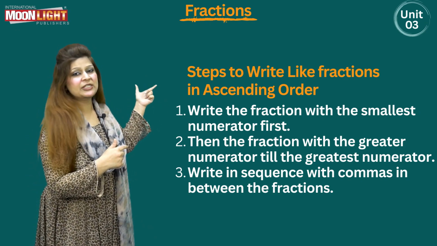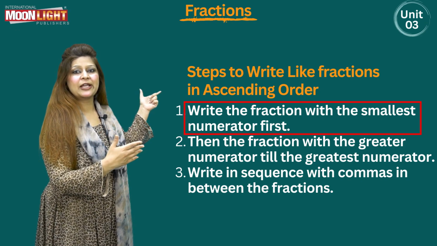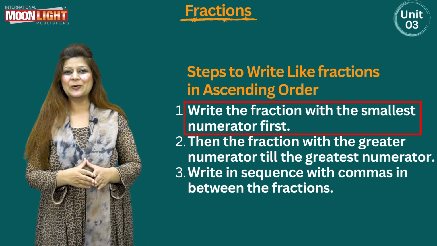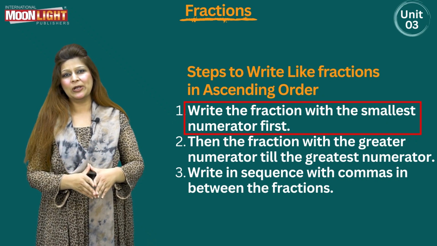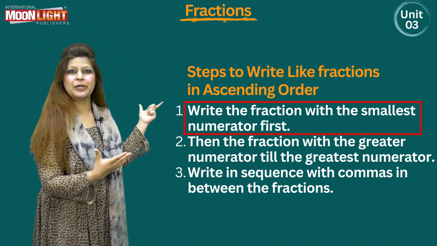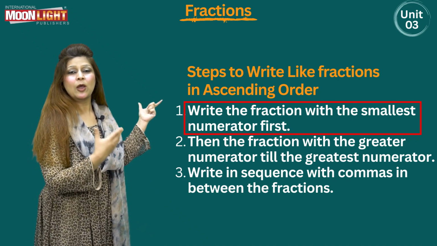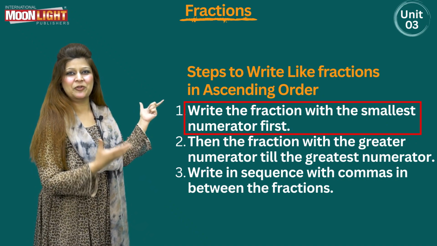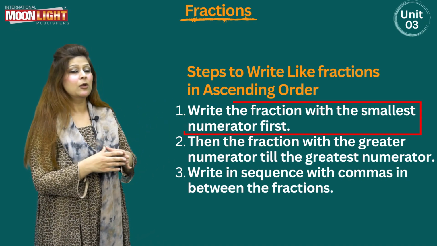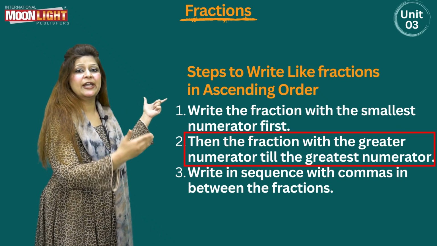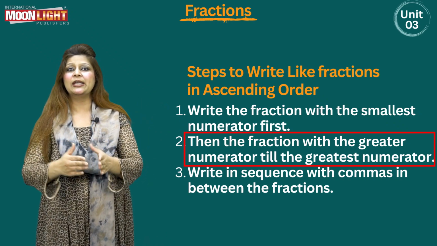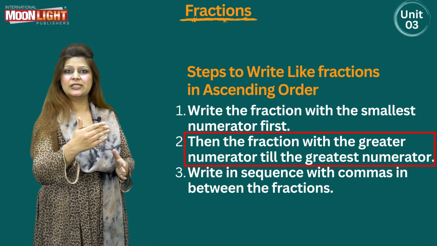So the first step will be write the fraction with the smallest numerator first, as we have done in the whole number chapter. But here we are talking about like fractions, so we are comparing the numerators only. Then the fraction with the greater numerator, till the greatest numerator, we just write them down in sequence.